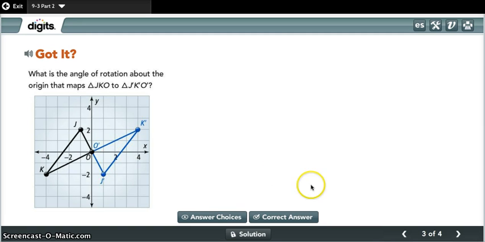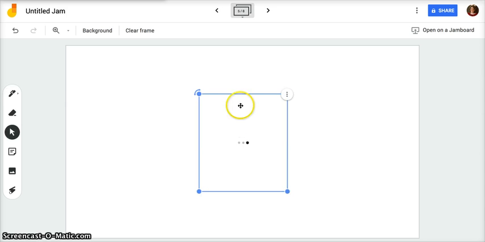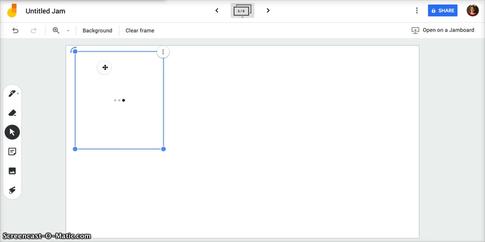Okay, so what's the angle of rotation about the origin that maps JKO to J prime, K prime, O prime? Let's do this one together just because these are a little funny to think about. And then we'll get into our last example and our close and check, and then we'll be done with rotations.